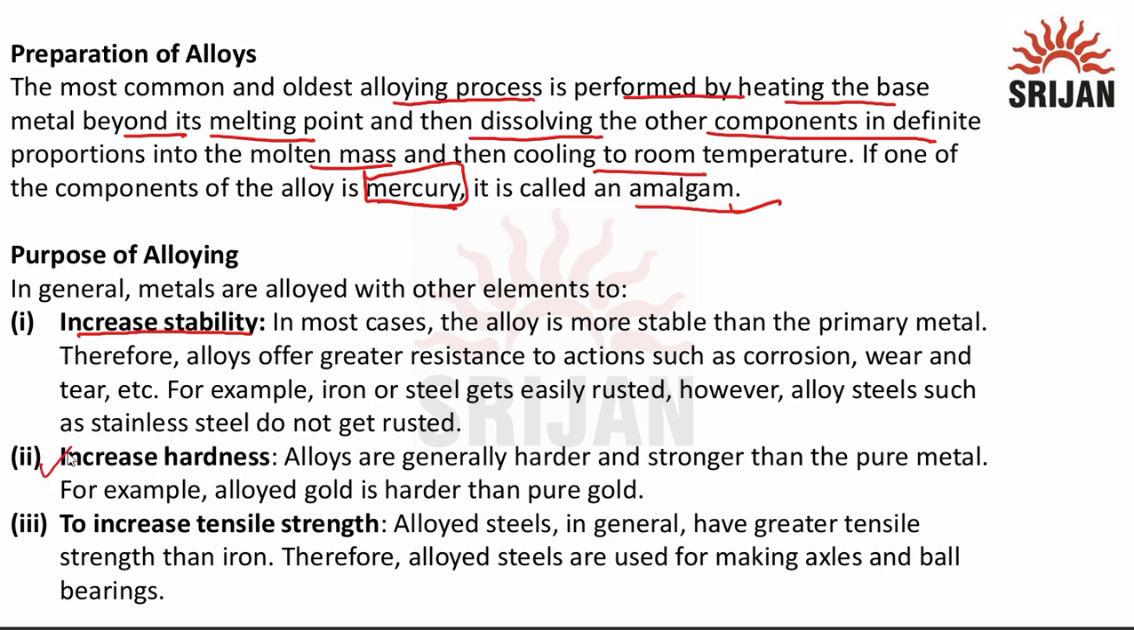Second purpose is to increase the hardness. Here, the hardness of pure gold is very low, while alloying gold with copper will increase the hardness of gold to make jewelries. Third purpose is to increase the tensile strength. Here, alloyed steel in general has greater tensile strength than iron. Therefore, alloyed steel is used for making axles and ball bearings, right?